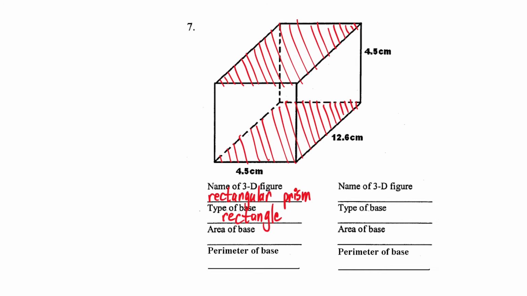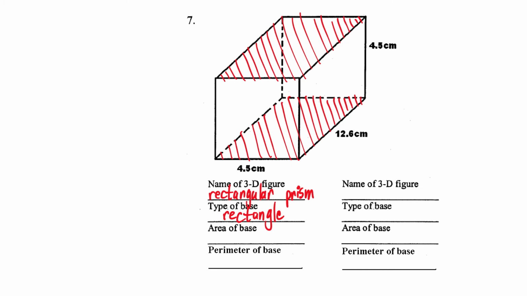All right, so how am I going to find the area of that base? Yeah, length times width. 12.6 times 4.5. What does that give you? 56.7 square centimeters. And then the perimeter of the base, just adding those up, 4.5 plus 12.6 plus 4.5 plus 12.6. What's the perimeter? 34.2.